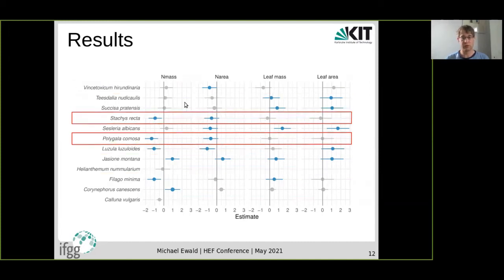And the third group, there are 2 species for which the results actually indicate that the nitrogen supply has decreased. And for these species, we observed lower nitrogen contents today. And this was not compensated by a higher leaf mass or a higher leaf area. And these are the 2 species that we sampled at the calcareous dry grasslands.